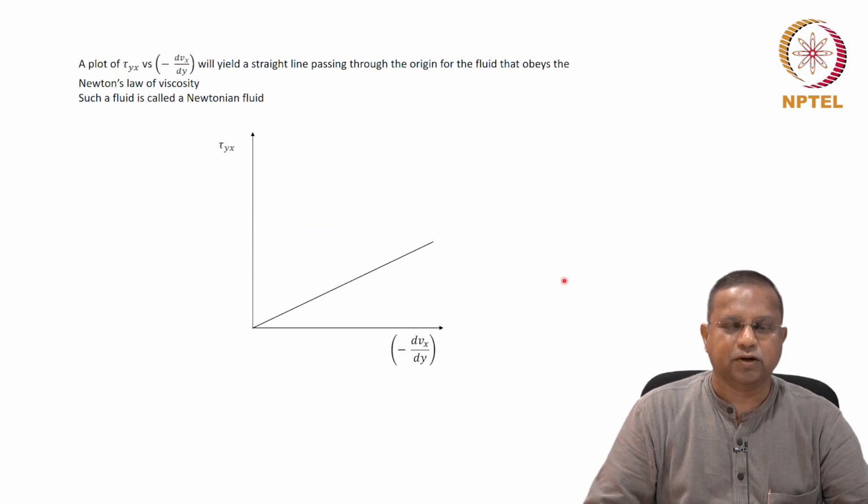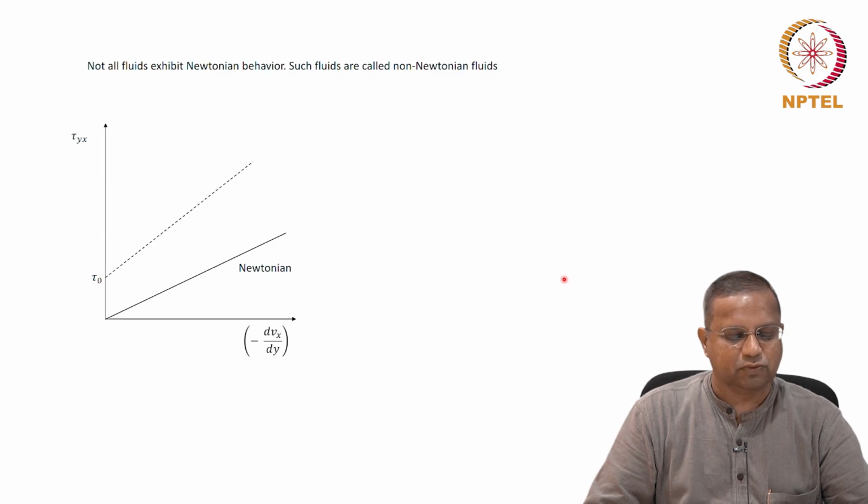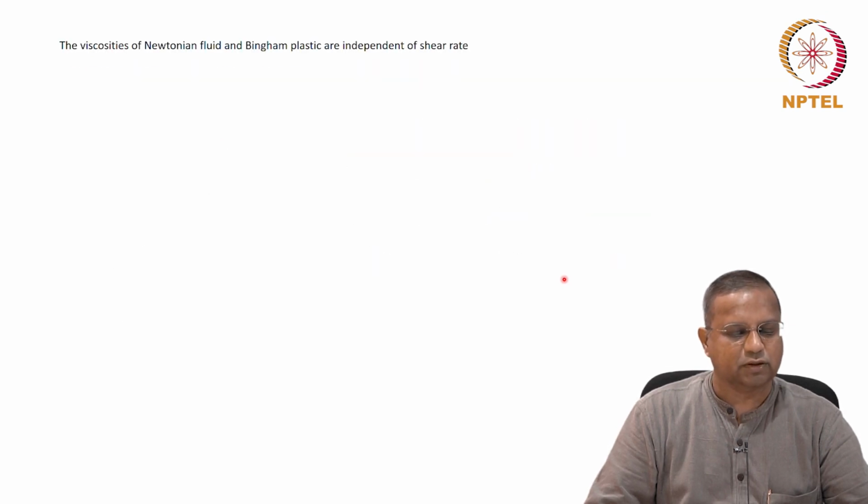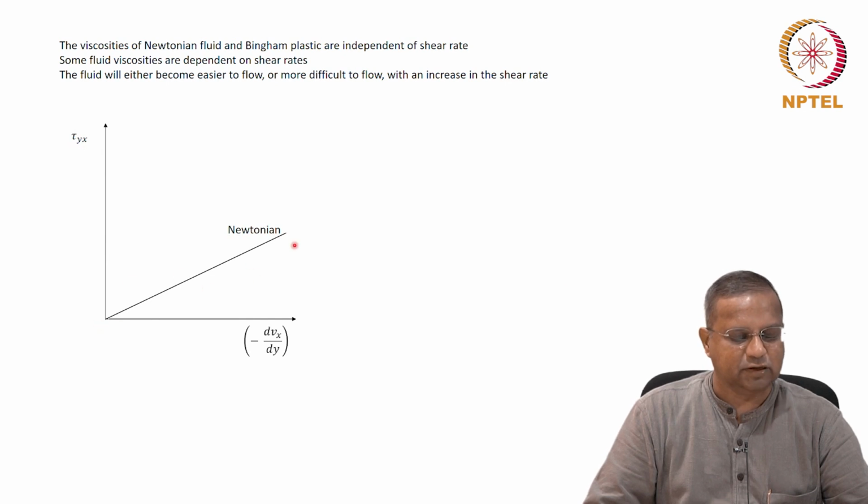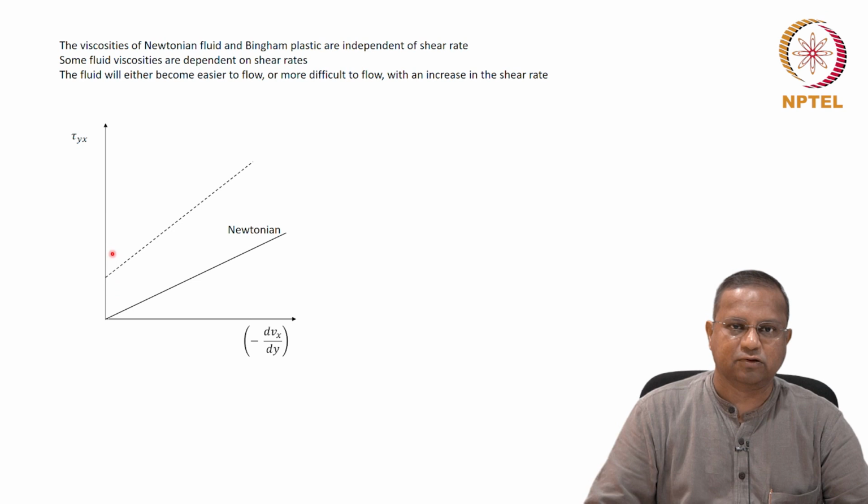Then we looked at the rheological properties. Let me go directly to a more comprehensive figure. This is the Newtonian fluid, in this rheological characterization: shear stress versus the shear rate, or the velocity gradient, negative of dVx/dy. For a Newtonian fluid, you have a straight line that passes through the origin. The slope is the viscosity. For a Bingham plastic, which does not move till a threshold shear stress, tau naught, is applied, the behavior is something like this. It does not pass through the origin.